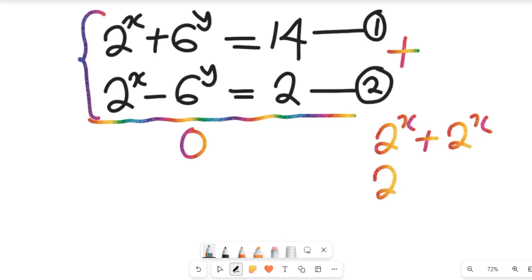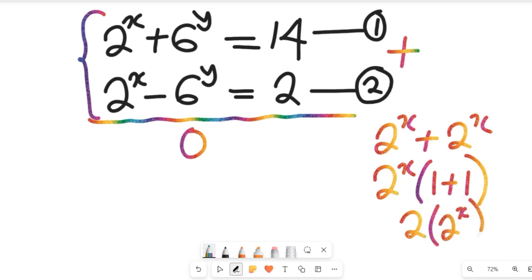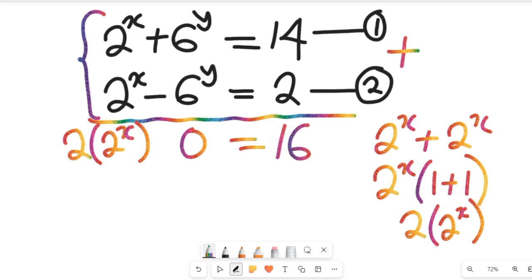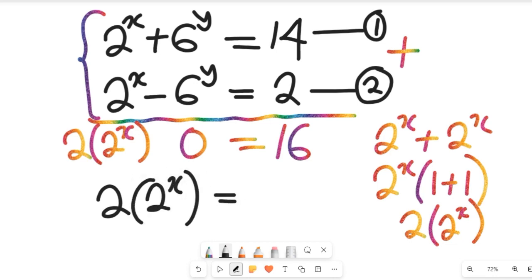This will give us 2 to the power of x multiplied by 1 plus 1, and this will give us 2 to the power of 2x, right? So that will give us 2 to the power of 2 multiplied by 2 to the power of x, and this will be equal to 16. So we've gotten a solution there. We'll have 2 to the power of 2 to the power of x equal to 16.